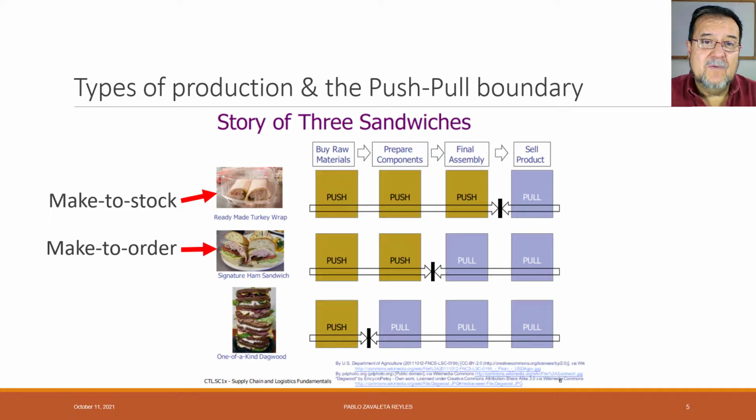The final assembly, check out here, as you can see, only happens by the order, when the order is received, not before. So here in the first case, the order is: give me the sandwich that's already been made. Here the order says I want to buy, but I want it done this way. That's a make to order. As you can see, the pull part of the process has moved towards the left.